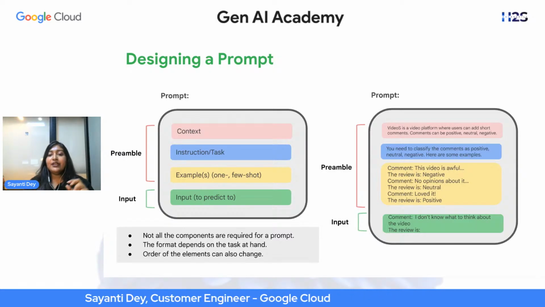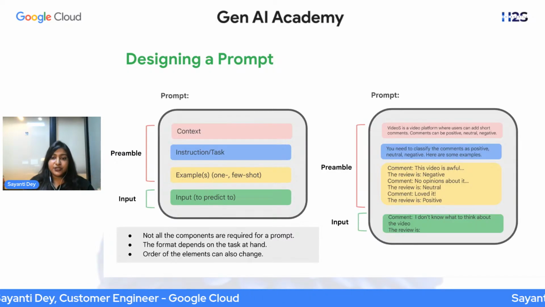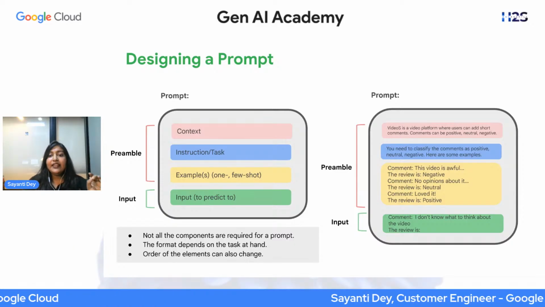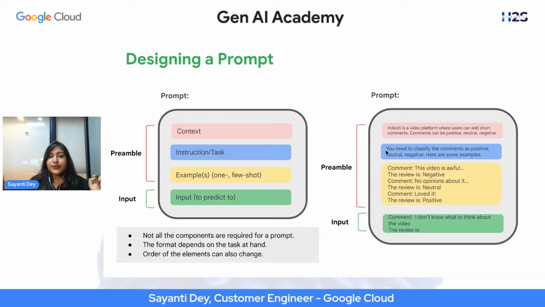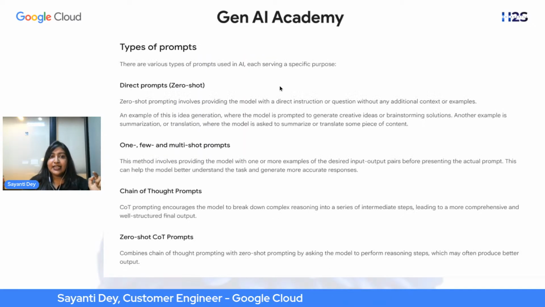Then we give some instruction, or we give the task. We specify clearly what it is that the model needs to do, right? In this case, we are saying you need to classify.